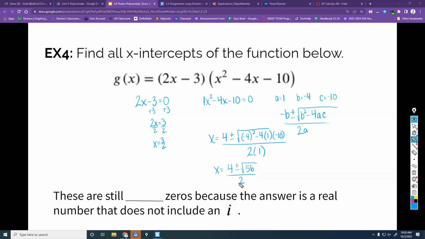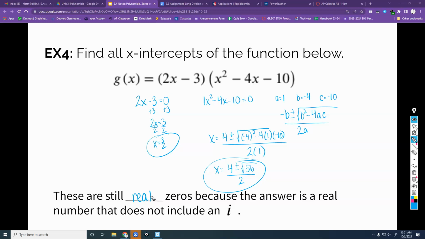And technically that will break down, but I'm not going to get into that right now, because I don't think we need to. Alright, so you got these. This is actually 3 different zeros. You got 3/2, and then you got 4 plus square root of 56 over 2, and 4 minus square root of 56 over 2. So it's actually 3 answers since it has that plus or minus right there. Now, these are still real zeros. If you graph this on Desmos, which we don't have time to do, you can get the decimals for all 3 of these zeros. You're going to have 3 x-intercepts you can see, because they don't have an i.